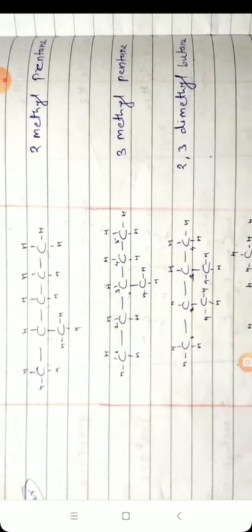See, in the third structure, the CH3 group is attached to the third carbon. In the second structure the CH3 group was attached to the second carbon, but in the third, the CH3 group is attached to the third carbon. This means these two show positional isomerism. They possess the same molecular formula, but in the second structure the CH3 group is attached to the second carbon, and in the third structure to the third carbon. Just the position of the substituent gets changed, so it is called positional isomer. So the name is 3-methyl pentane.